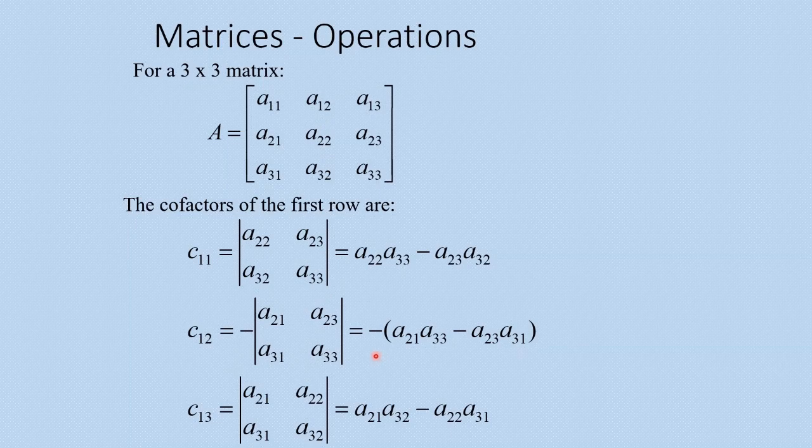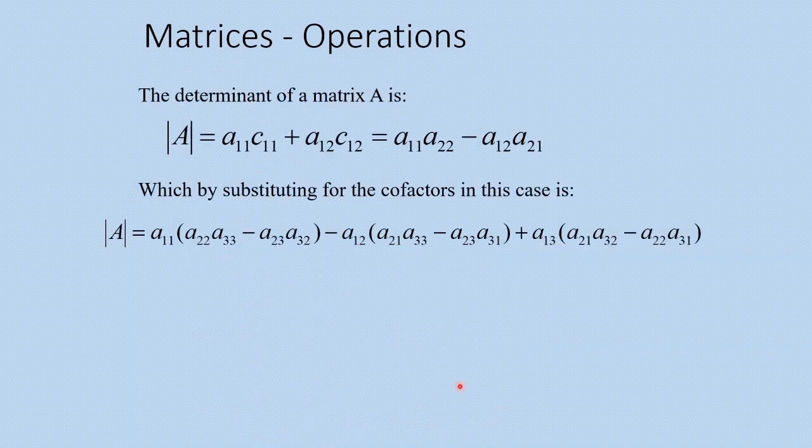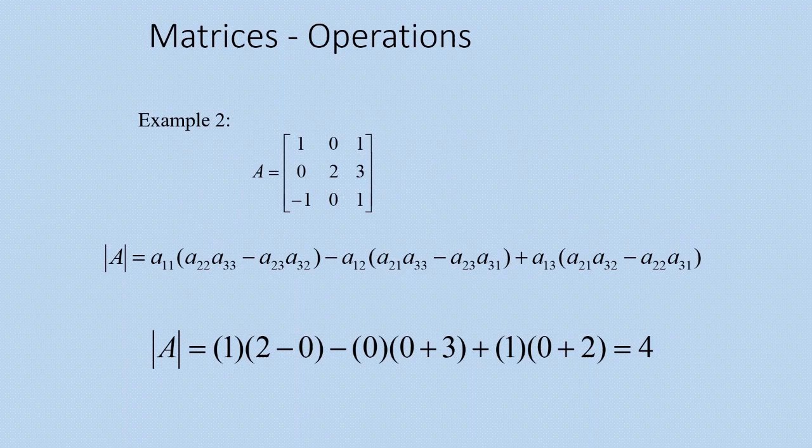C13 is equal to, we know C13 is M13, that is minor 13, where the first row and third column are deleted, we get this submatrix, which is equal to the product of these two minus the product of these two. Substituting the value of cofactors, we get this. Example. A is a 3 by 3 matrix, then determinant A will be, substituting the values in this equation.